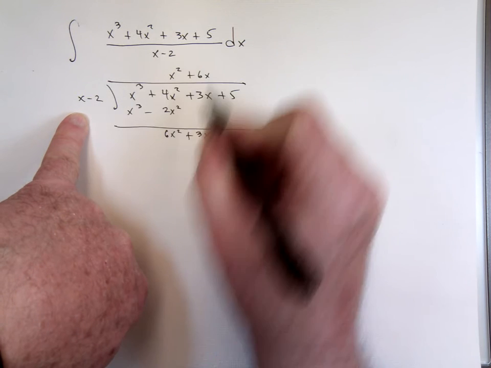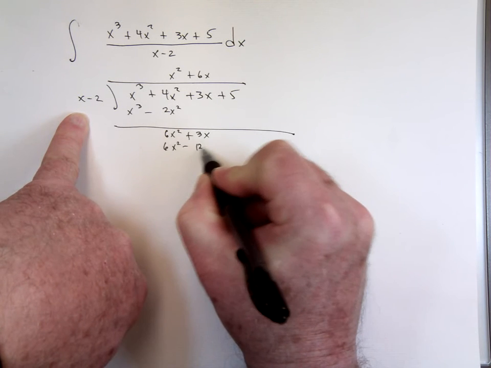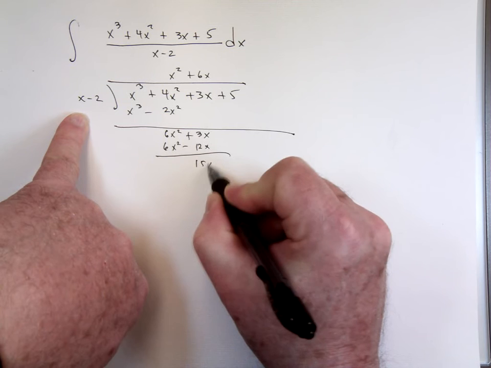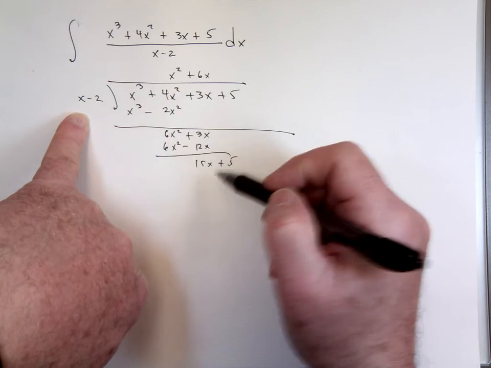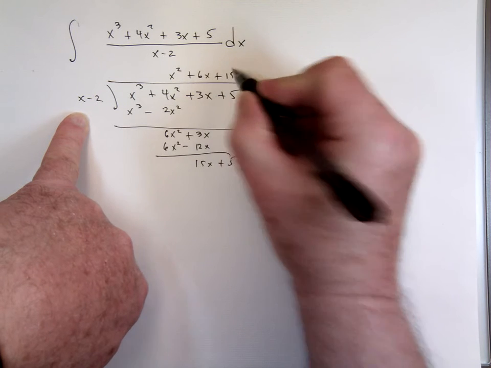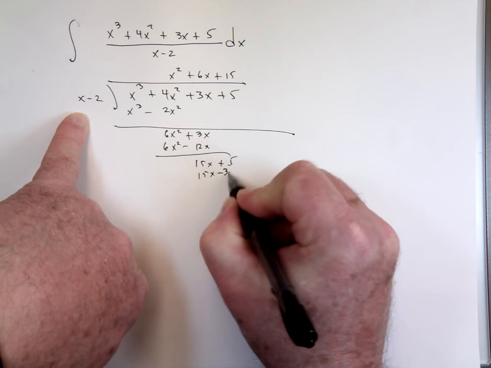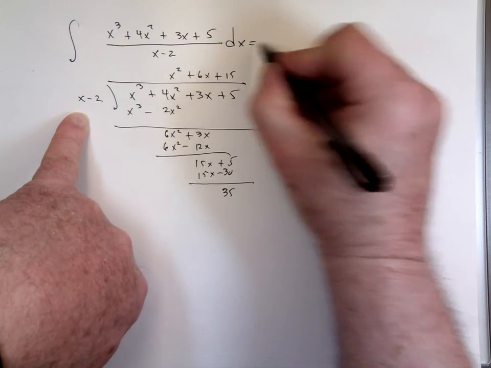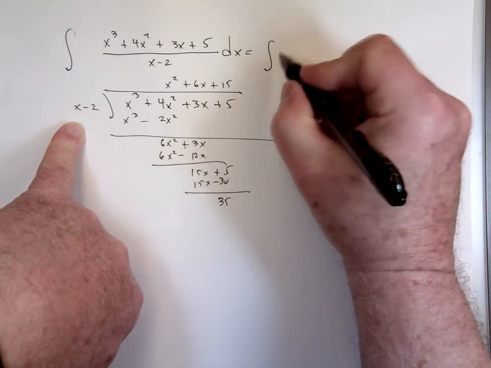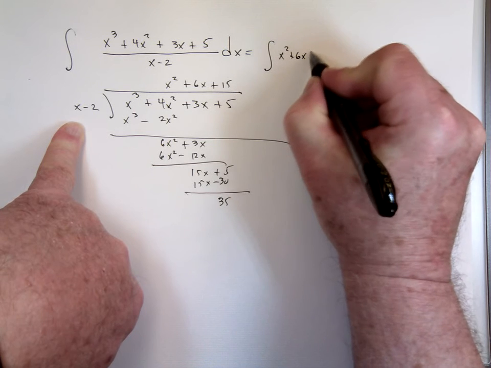Subtract. Bring down the next. Okay. What times x is 15x? 15. Subtract. That's your remainder. So this integral becomes this integral: x squared plus 6x plus 15 plus 35 over x minus 2.